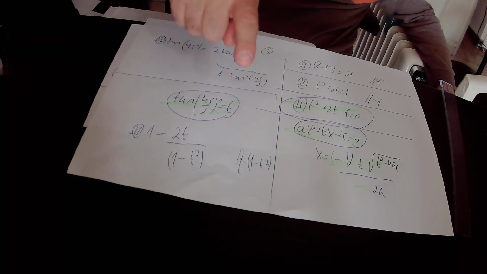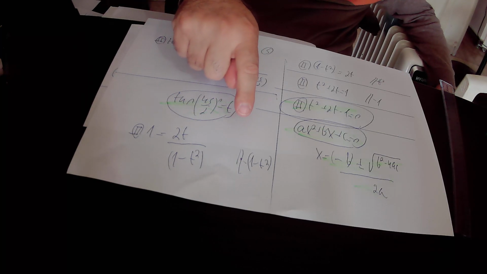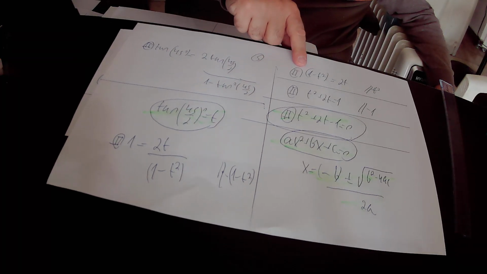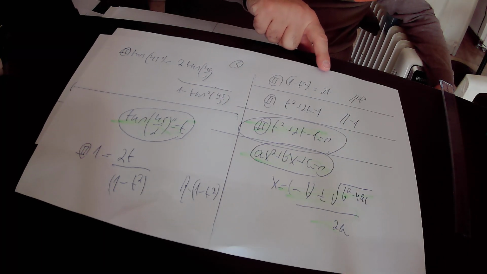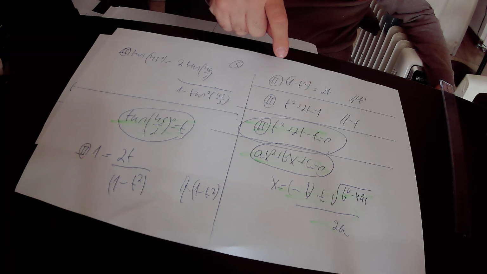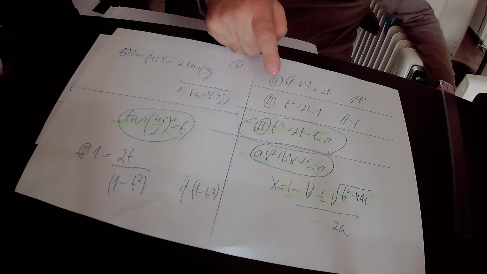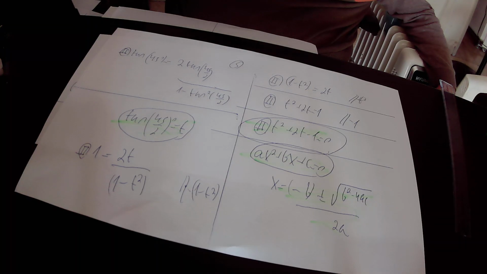We multiply this equation, equation number 2, by 1 minus t squared, and found out that 1 minus t squared equals 2t. We added t squared to this equation and found out that t squared plus 2t equals 1. We subtracted 1 from this equation and finally found out that t squared plus 2t minus 1 equals 0.